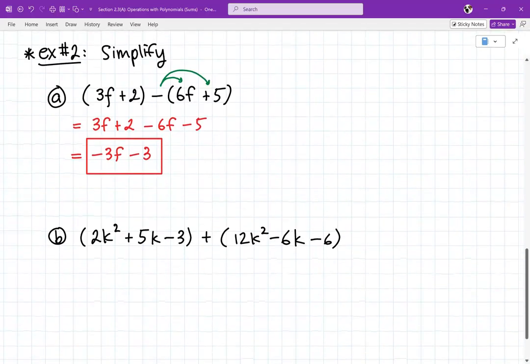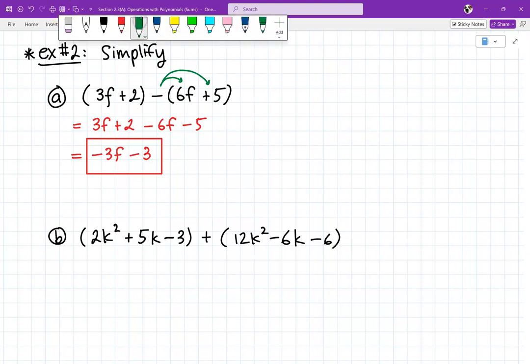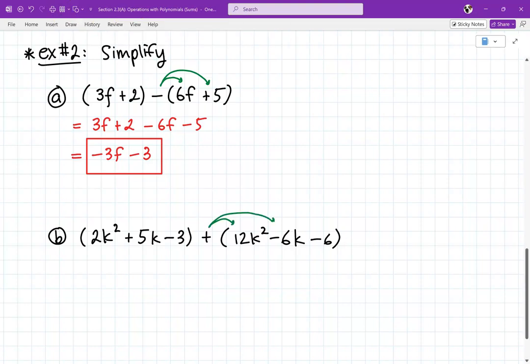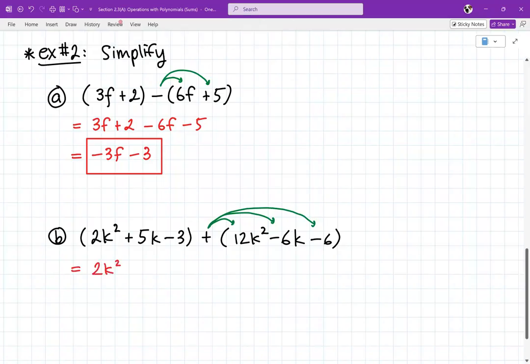Okay, but now notice part B. You might say, well, wait a minute. How can part A be tricky and part B not be as tricky? Part B has more stuff. Yeah, but there's a plus in the middle. A plus in the middle, when I distribute a positive, it never changes anything. Okay, so I am going to distribute the positive, but everything after that is going to stay with the same sign. So there's no way for me to really mess this up. Okay, so this is going to be 2k squared plus 5k minus 3. See how the 12k squared is positive?